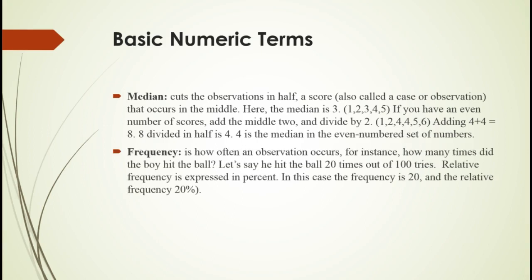Frequency is how often an observation occurs. For instance, how many times did the boy hit the ball? Let's say he hit the ball 20 times out of 100 tries. Relative frequency is expressed in percent. In this case, the frequency is 20 and the relative frequency 20%.